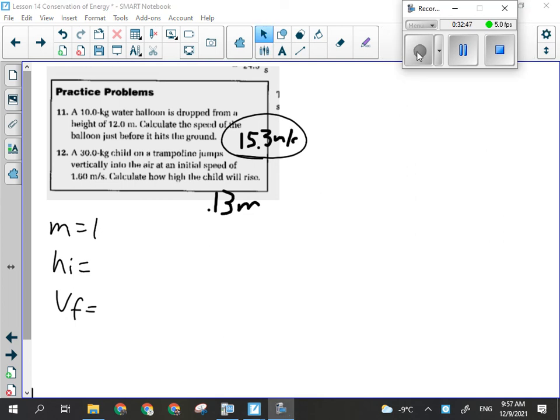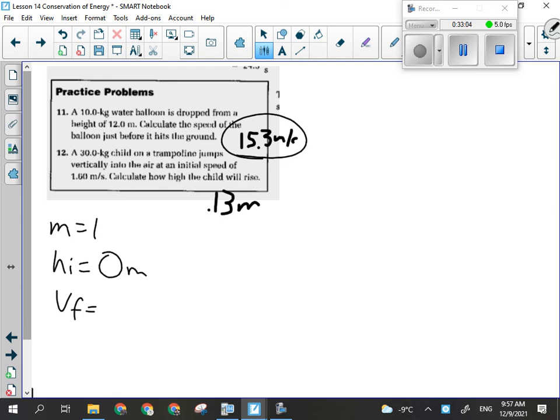Okay, so for this second one, we know our initial height is 0. We have to assume that. This is one of those trampolines that's actually right at ground level. They bury the legs, they dig a hole and put the trampoline right at ground level. So our initial height is 0 meters.